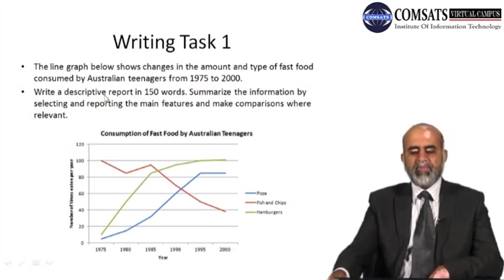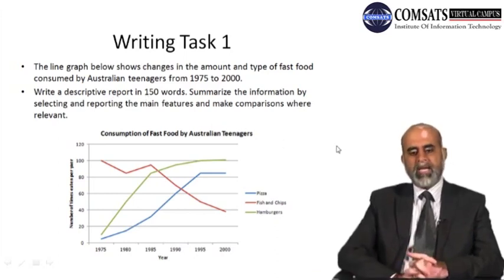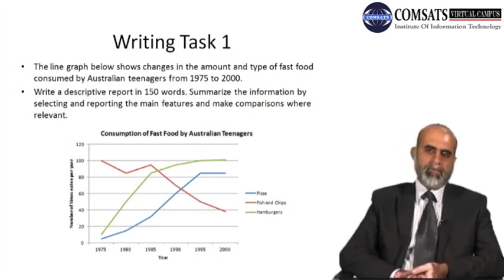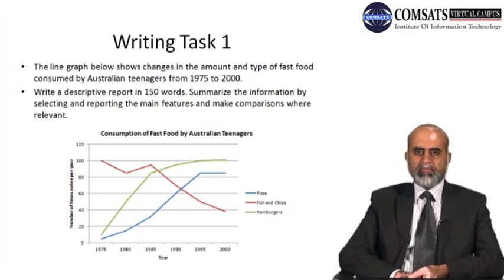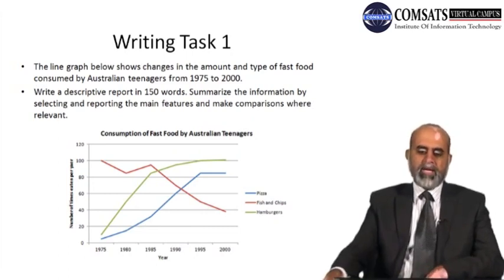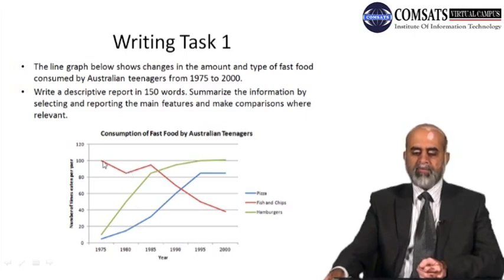Now you are going to write a descriptive report in no less than 150 words, and you are going to summarize the information by selecting and reporting the main features and make comparisons where relevant. So if you just look at the trends, the outline, I think one thing which is really very noticeable, and you would definitely include it in your summary, is that if you just look at fish and chips, it dropped dramatically. It started from 100 items in 1975, but in 2000 it dropped to less than 40 items.